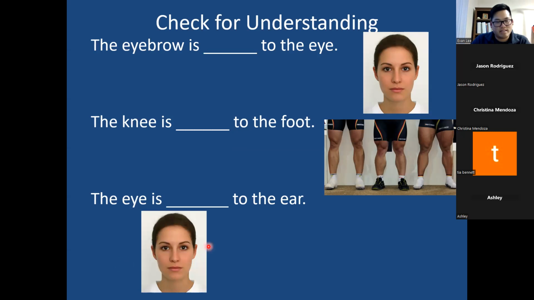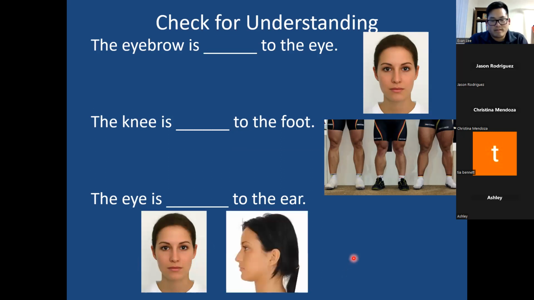Medial, very good, because it's more towards the midline, but what about in this view? Anterior. Very good. Depending on where they are, you can use multiple terms to describe it, because the eye is both anterior and medial to the ear. So if it's ever on a quiz or an exam, if there's more than one answer, that's perfectly fine, just as long as it's correct. But so far, so good.